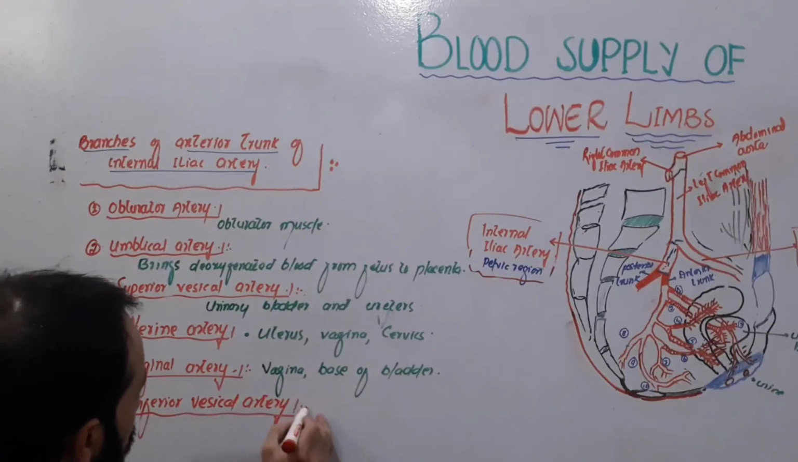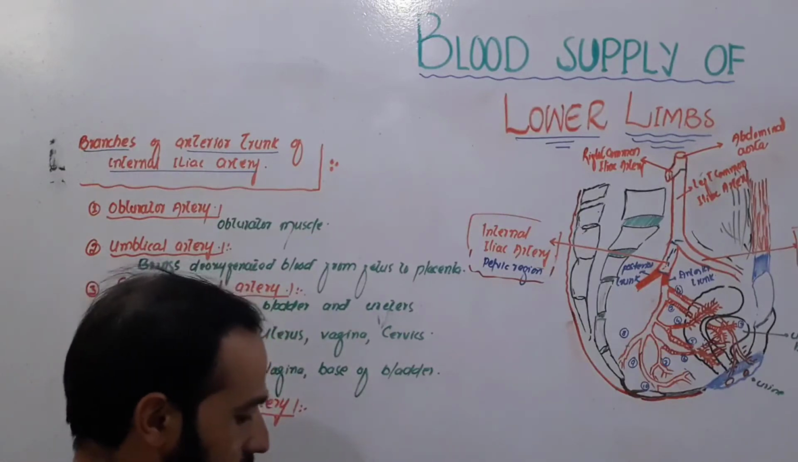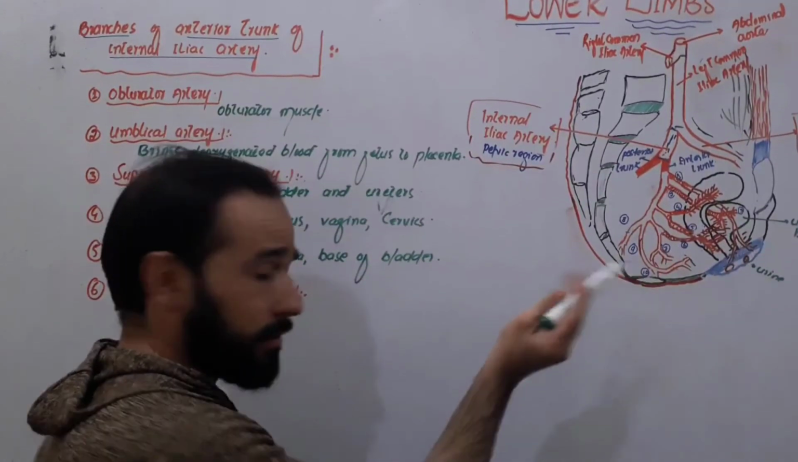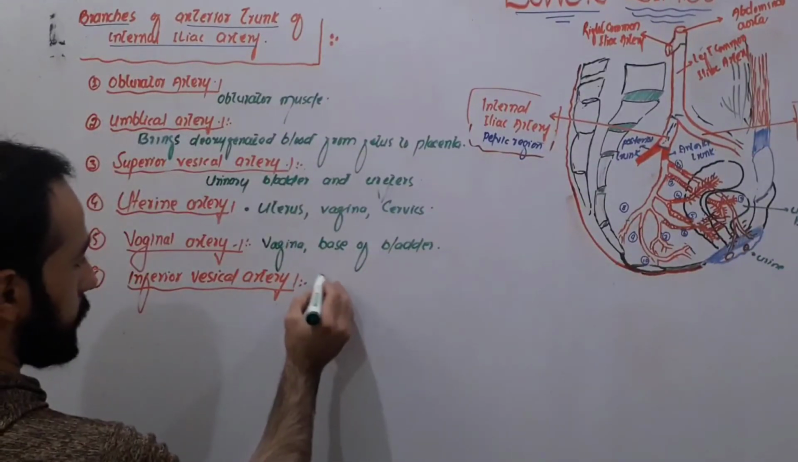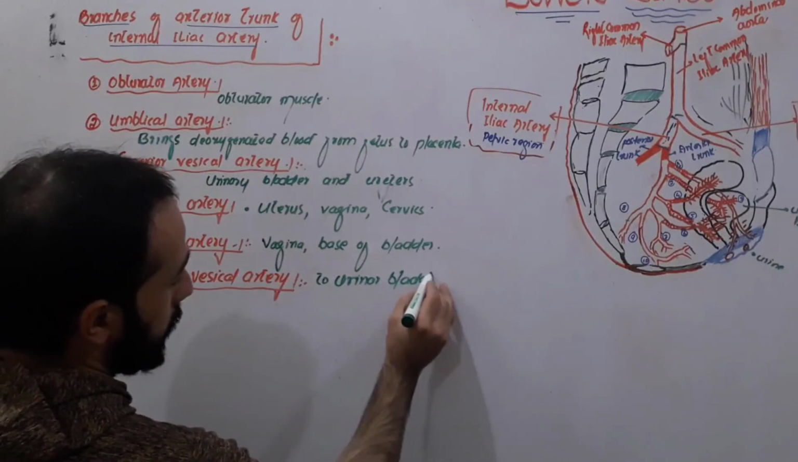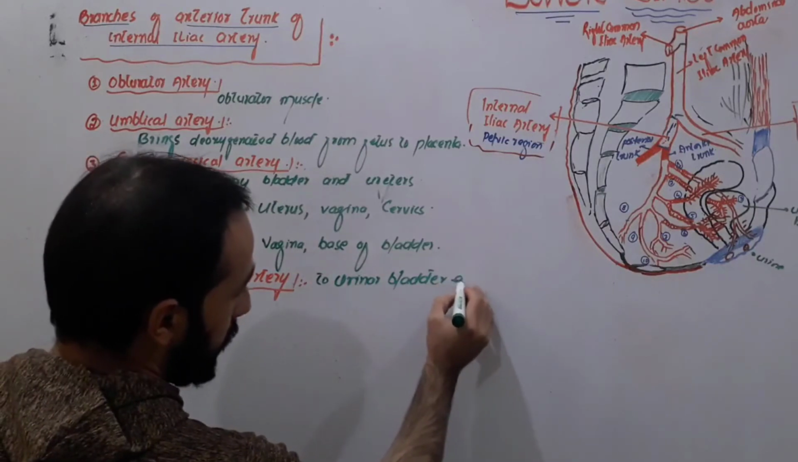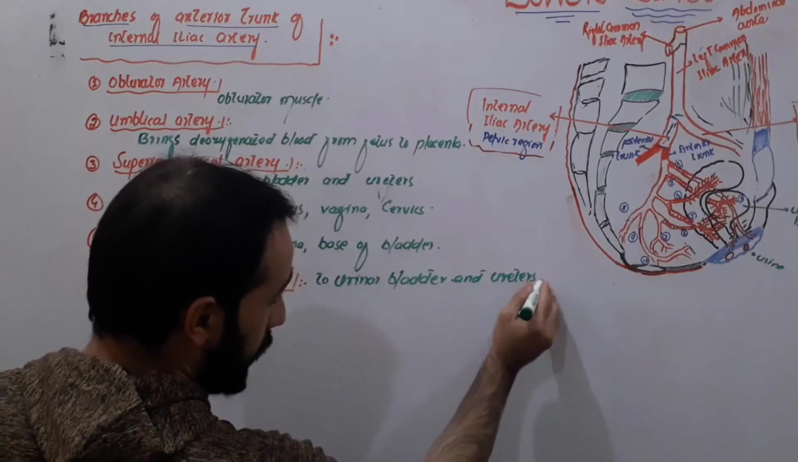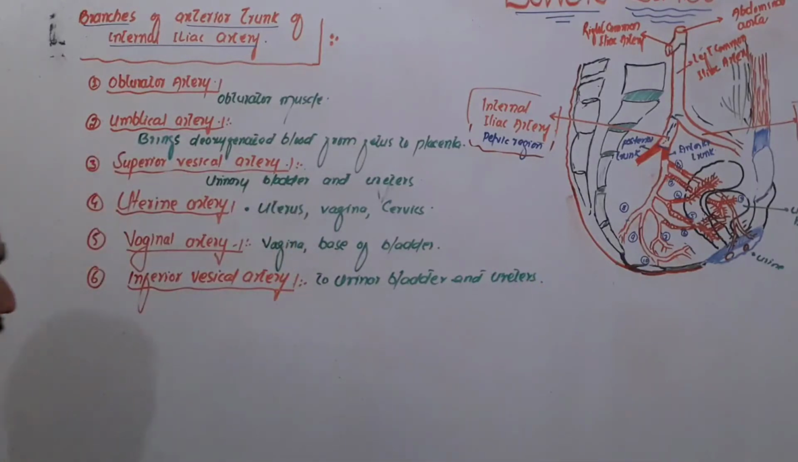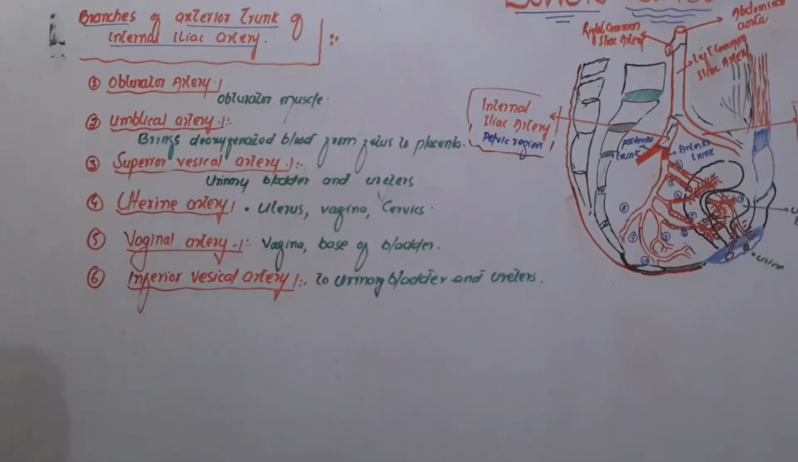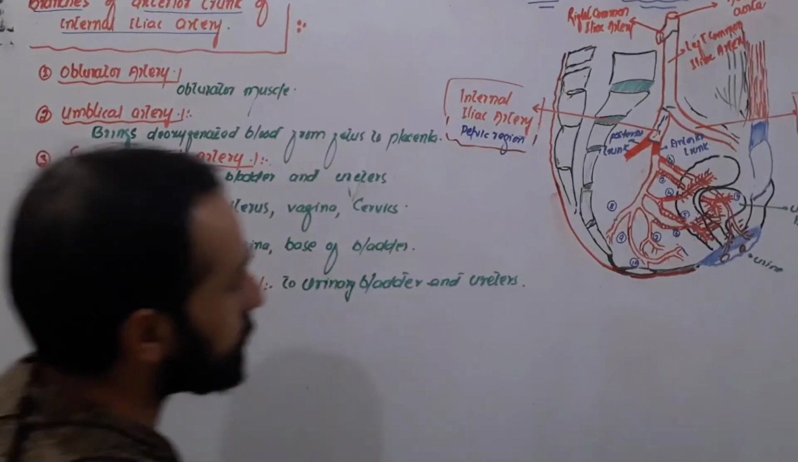Okay, this inferior vesical artery is responsible to supply blood to the urinary bladder from the inferior side, right? It supplies blood to the urinary bladder and some parts of the ureters also, right? Some small branches it gives also to the ureters. So the urinary bladder and ureters also, right?